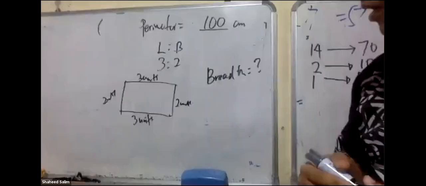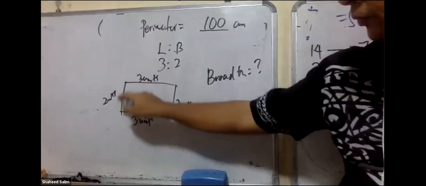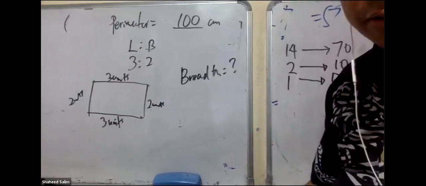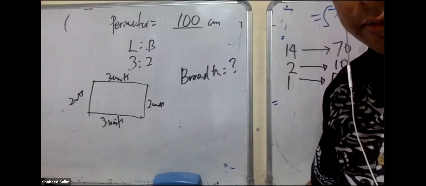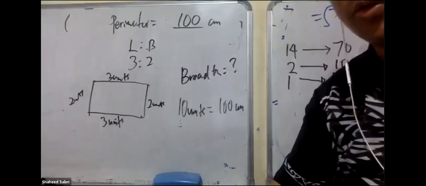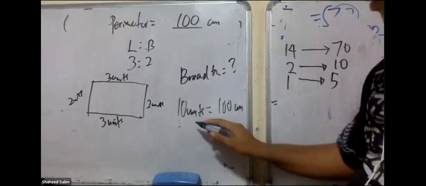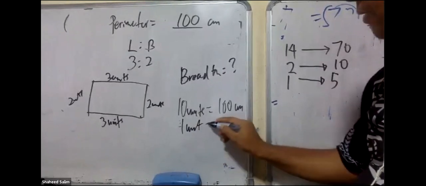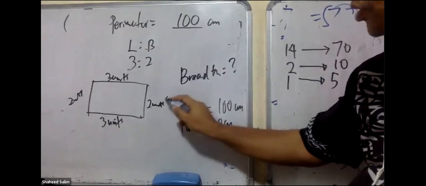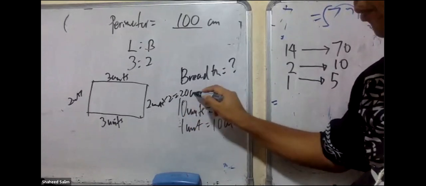Zahira, come. You tell me now, how many units are there in total? 10 units. And 10 units is equal to 100. Please focus. 1 unit is 100 divided by 10. You get 10 cm. The breadth is 2 units, so times 2, you get 20 cm.